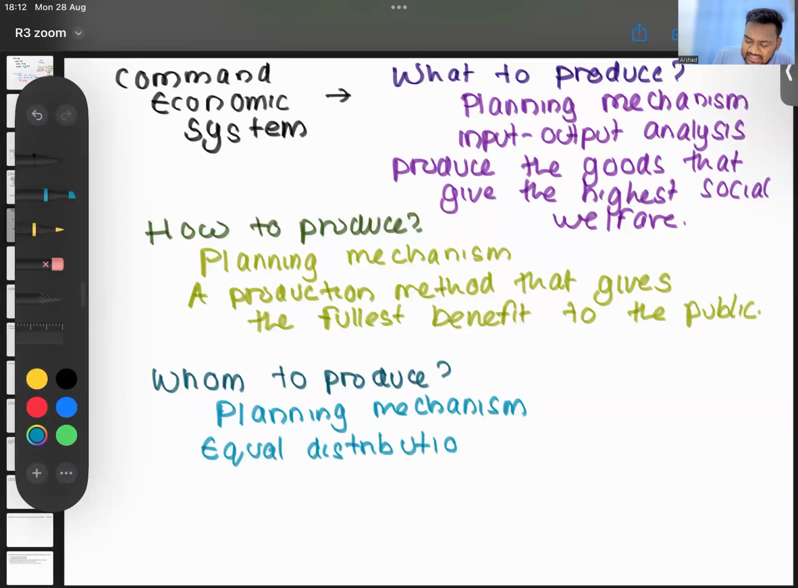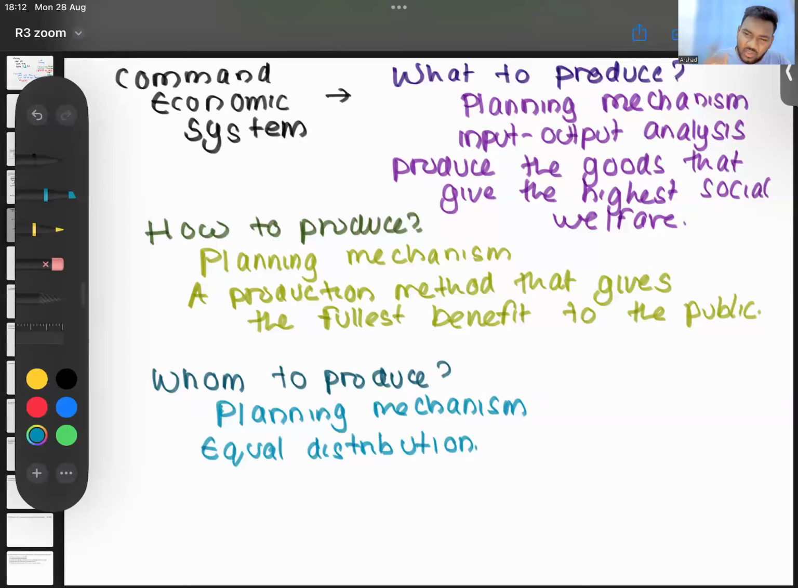Now, how can they distribute the goods equally, guys? Can they go from house to house and say, here, this is your loaf of bread, this is your loaf of bread? Can they give everyone one loaf of bread each? Or tell everyone, come and stand in a queue, I will give you one equally? They can't do that, right? Come on, in a country, can the government do something like that? Not practical, no, guys.